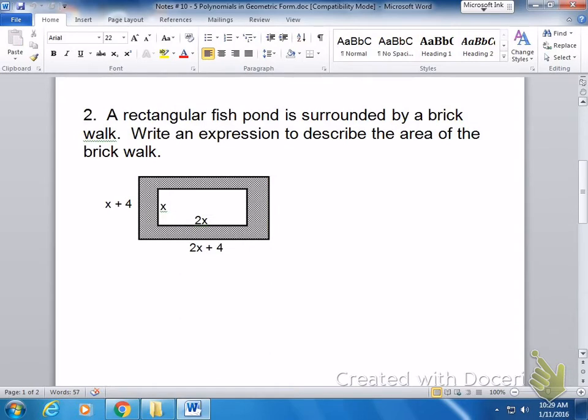It says a rectangular fish pond is surrounded by a brick wall. Write an expression to describe the area of the brick wall. Now, to find area, guys, and we've talked about this before, area is length times width. So if we did our length times width of the big one, that would give us the area of the total rectangle, but we want to take out the area that's for the fish pond, which is x and 2x. So what I want to do is take the total area and subtract the unshaded area.